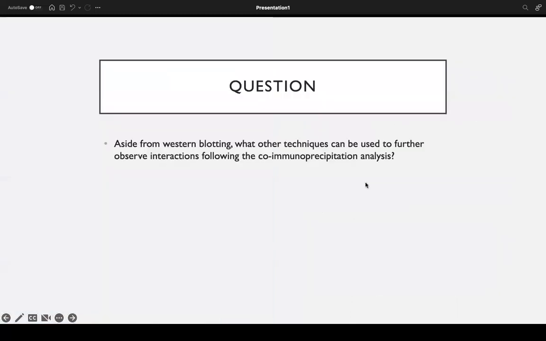One question I do have is, aside from the Western blotting, what other techniques can be used to further observe interactions following the co-immunoprecipitation analysis?